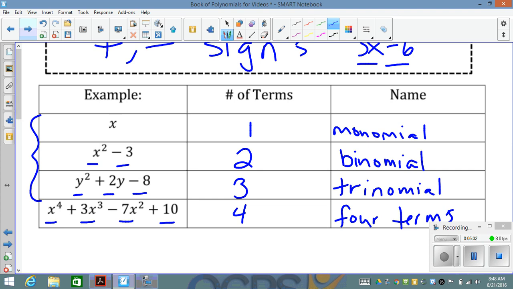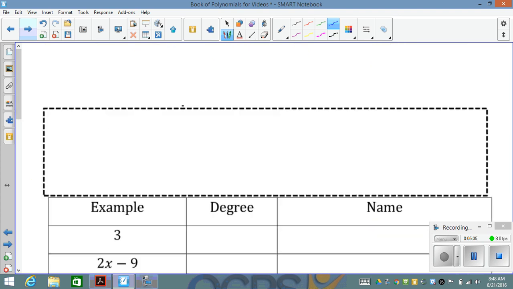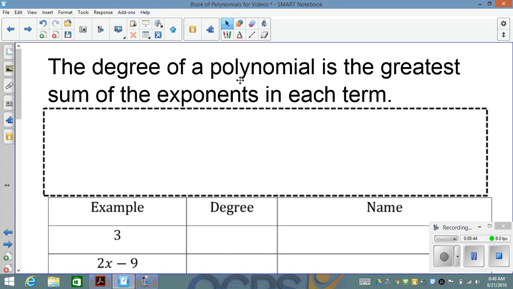Okay, moving on to our second criteria. The second thing that polynomials are classified by or named by is the degree. So let's start with just our general definition of degree. It's kind of wordy and a little difficult to understand, so we're going to break it into parts, but let's write this one down first. The degree of a polynomial is the greatest sum, remember sum means addition, of the exponents in each term. So we're going to be adding exponents together here.